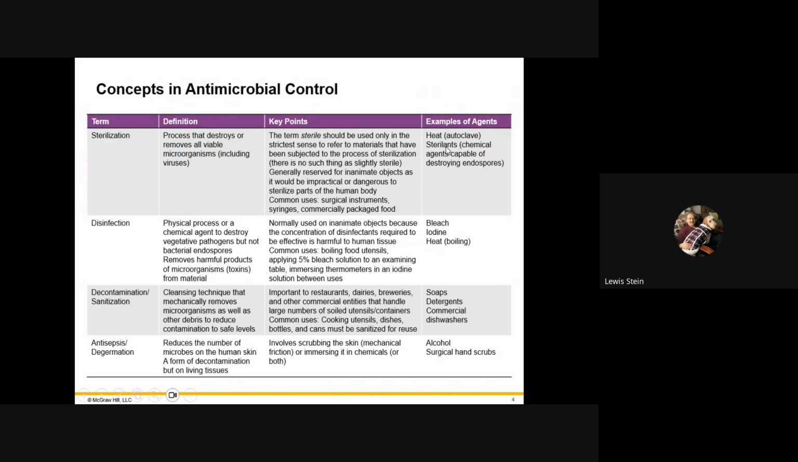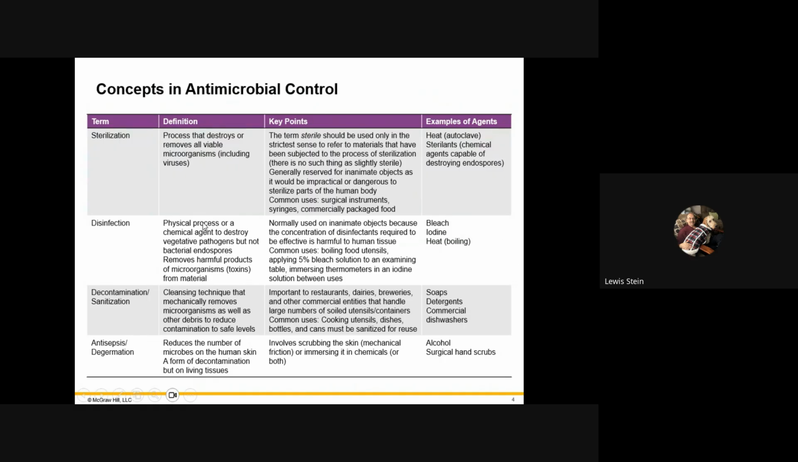Any agent that we use that can sterilize, by definition, is a sterilant. The other term you're going to see, particularly when you get to chemical agents and some physical agents, is the term sporicide. That means a bacterial endospore destroying agent. That by definition is a sterilant. If it's a sterilant, it has to be a sporicide, and vice versa.